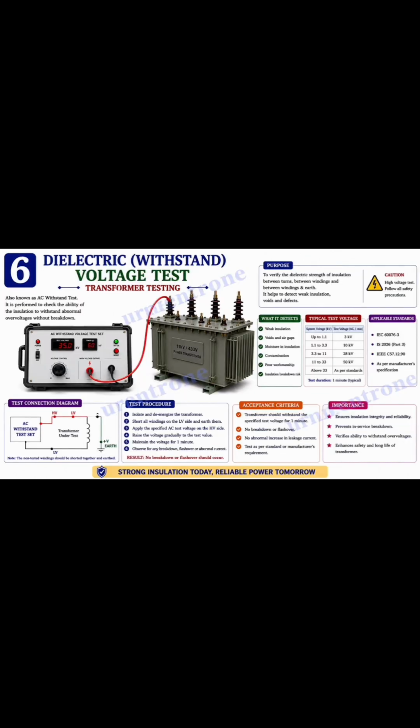6. Dielectric withstand voltage test. This test checks insulation capability by applying high voltage. Its purpose is to verify insulation can withstand overvoltage and to ensure insulation safety. There are 2 types of dielectric voltage test. They are power frequency withstand test and high voltage test. Procedure. Apply high AC test voltage, maintain for specified time, usually 1 minute, observe breakdown. Result. If there is no flashover, pass. If it breaks down, fail. Importance. Critical factory acceptance test, FAT.